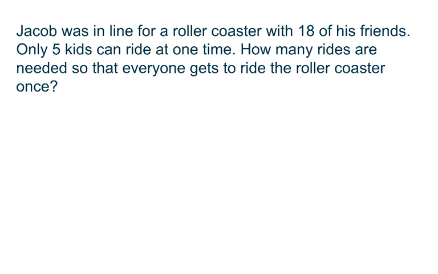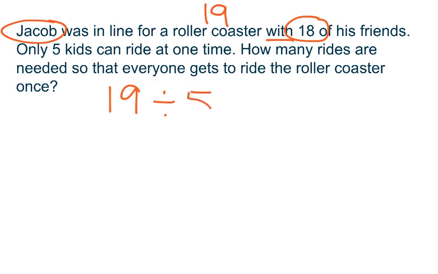Well, we need to think about this problem carefully because we have Jacob and he's with 18 of his friends. So we need to consider all of them. So we have a total of 19 kids that need to go on the roller coaster. If you put 18, think about all of those people. We don't want people left behind. So we have 19 people that need to be going on the roller coaster, but only 5 people can go at once.